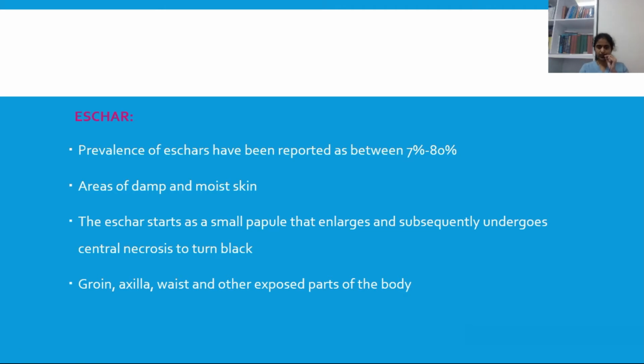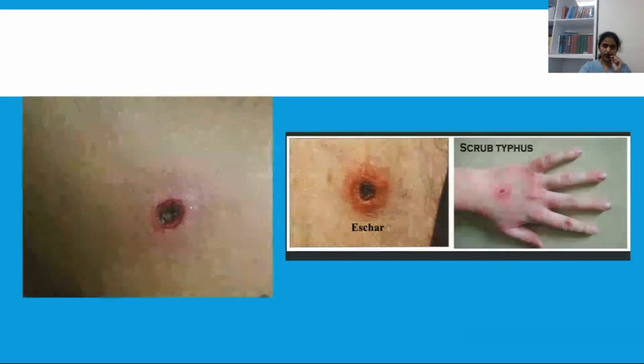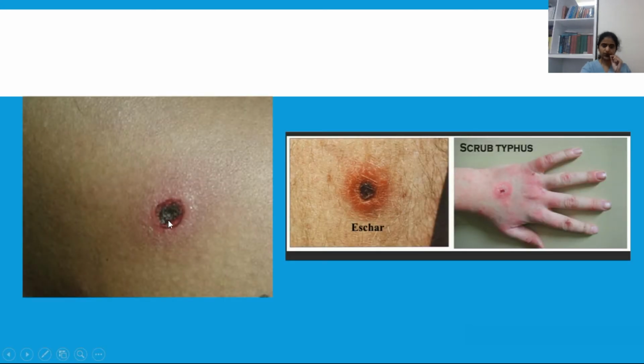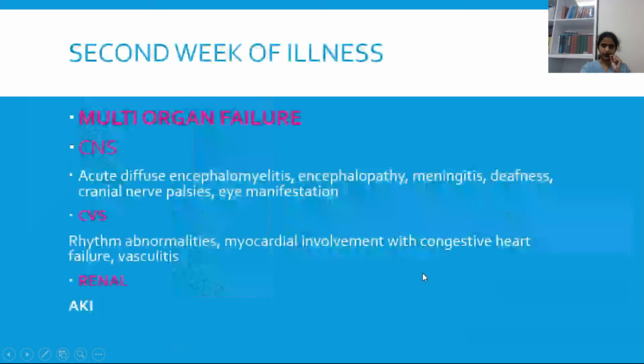Eschar is one of the pathognomonic features of this disease, and it has been reported in 7 to 80% of cases. The common areas to develop eschar are damp and moist skin, mainly the groin, axilla, and waist. Of course, we can see it on any part of the body wherever the mite has bitten. The eschar starts as a small papule that enlarges and subsequently undergoes central necrosis to turn black. Here is the central necrotic part in black color, and this is the peripheral red inflammatory part. These are all maculopapular rash.